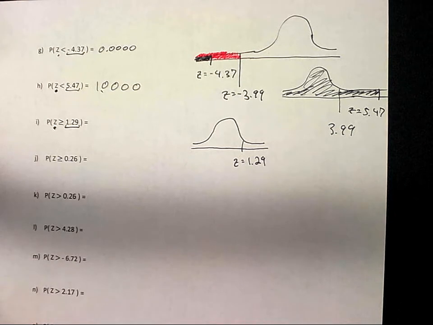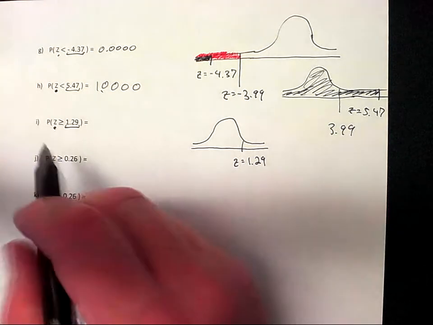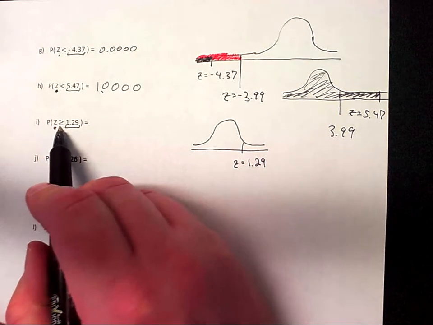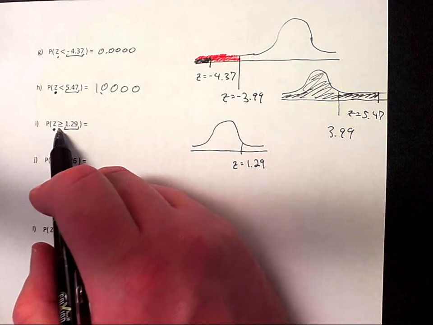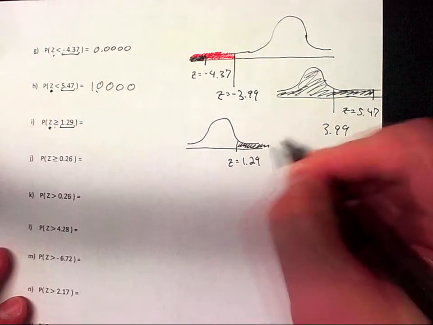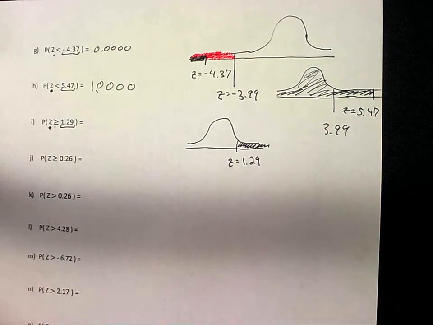Now the next thing in our process is to shade the area that we want, but now we don't want to be less than 1.29. We want to be greater than or equal to 1.29. If we're greater than 1.29, then we're going to the right of 1.29. So therefore, now we're shading in this area over here. Is everybody good with that?